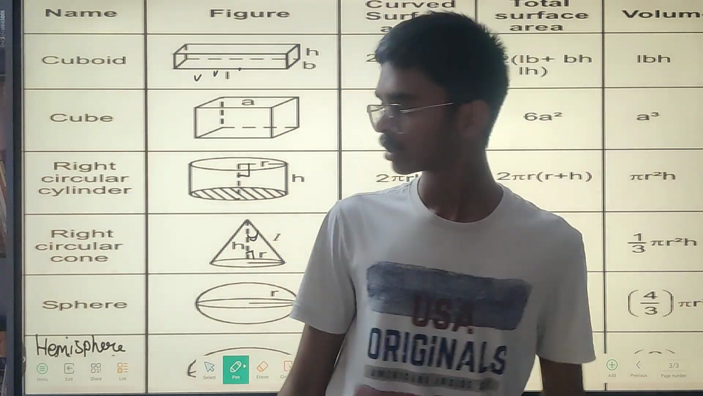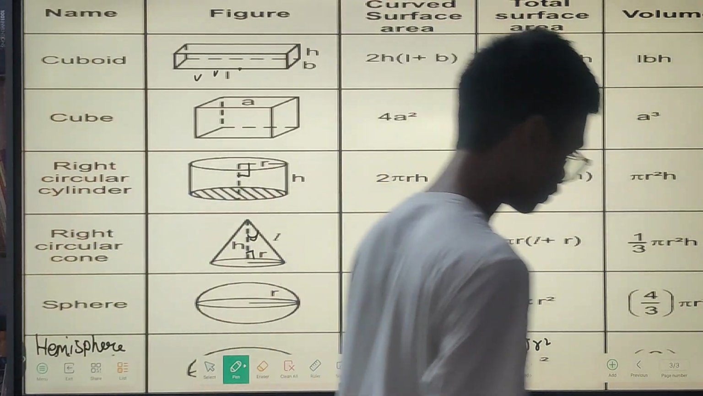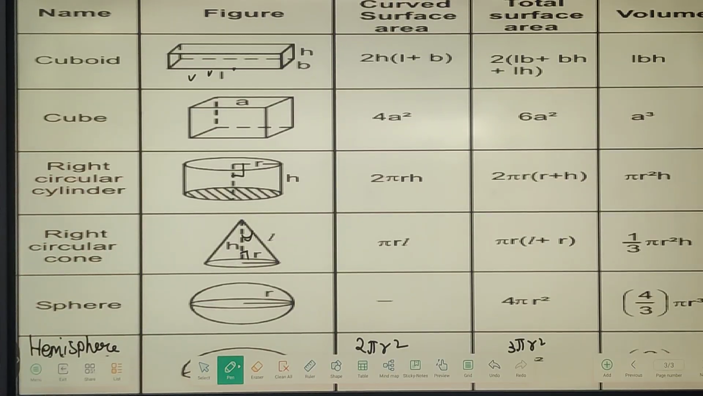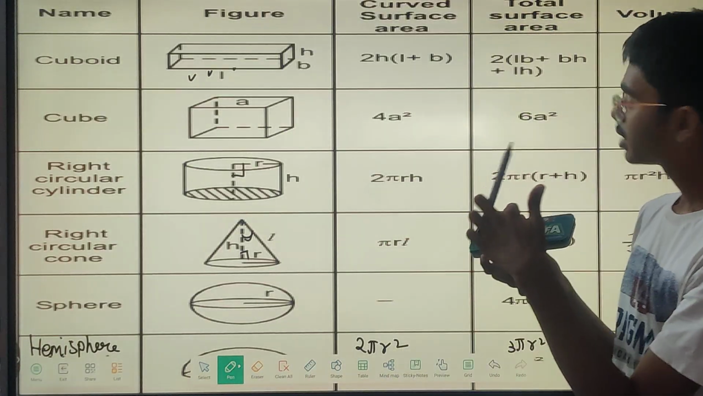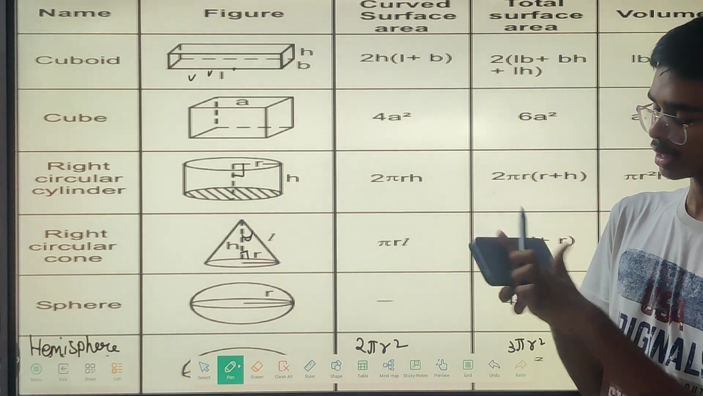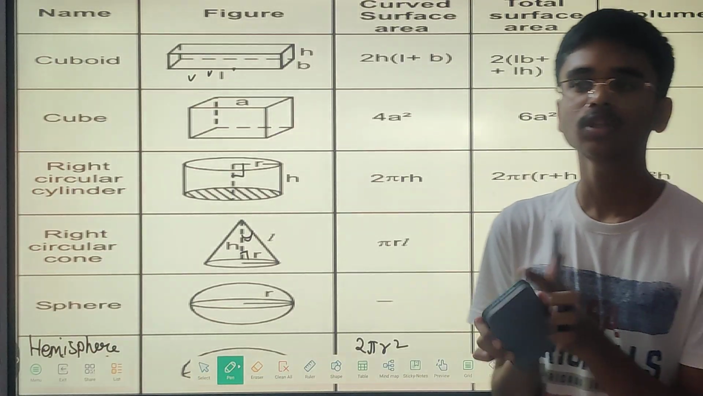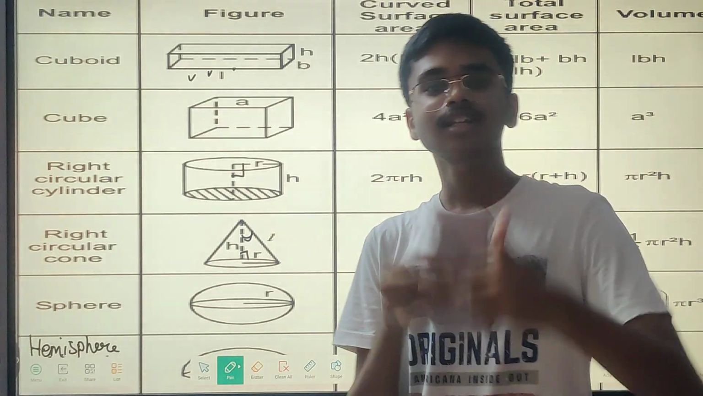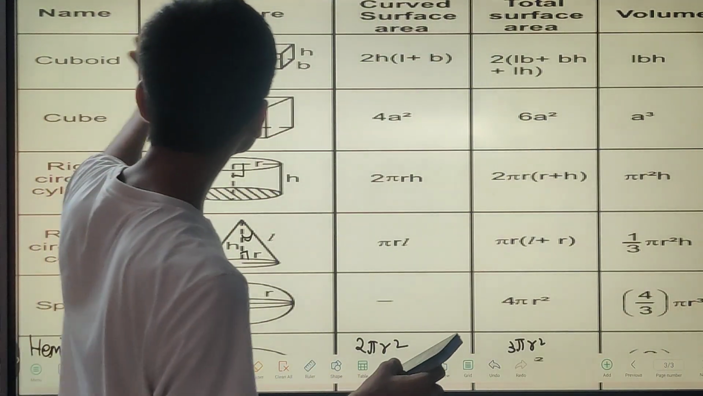Imagine this is your cuboid. Curved surface area means this area, this area, this area, and then this area. This area will not come and this area also will not come. That is what your curved surface area is. Then what about total surface area? Total surface area is the entire area. Then what about the volume? Volume means the entire space that is occupied by the cuboid.